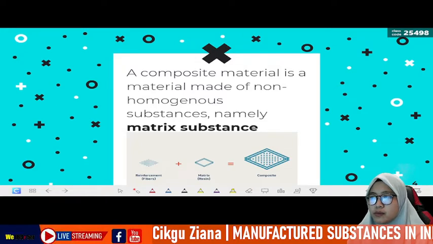A composite material is a material made from combining two or more non-homogeneous substances, that is matrix substance and strengthening substance. The matrix substance surrounds and binds the strengthening substance together.